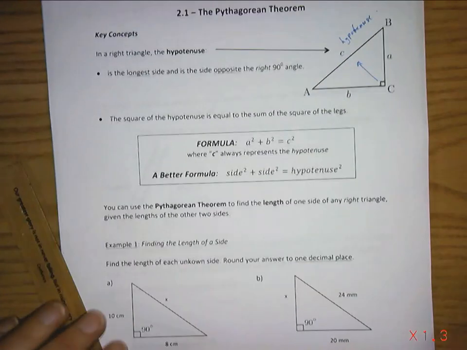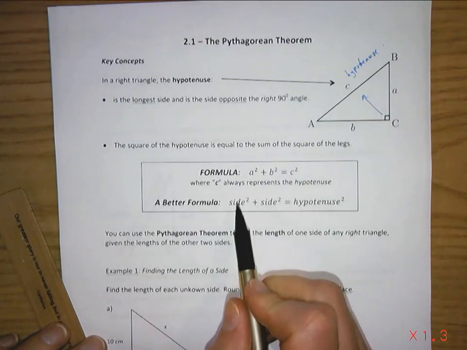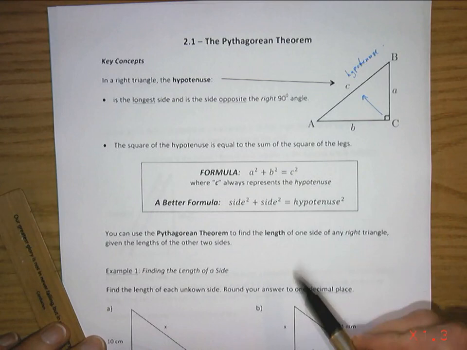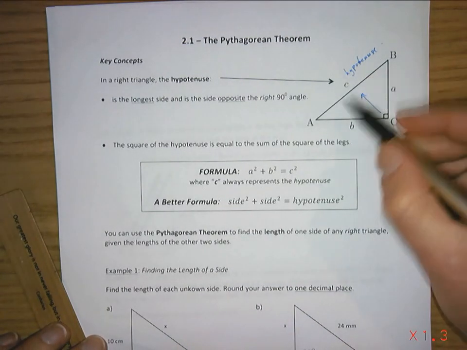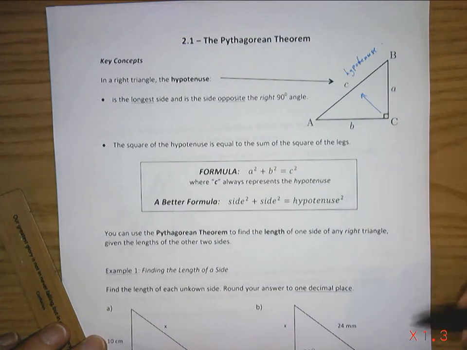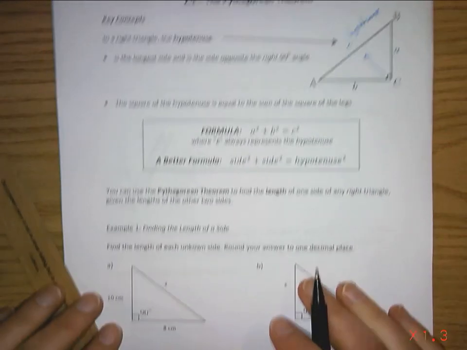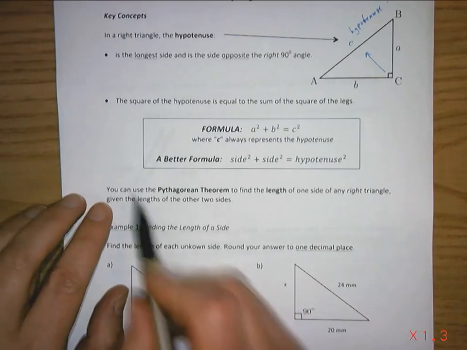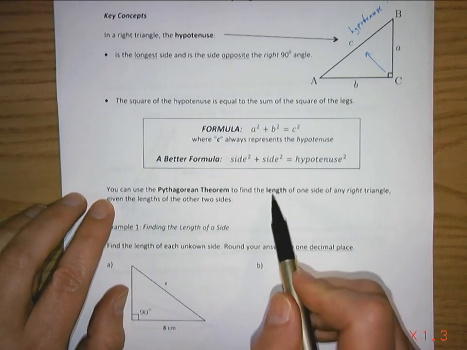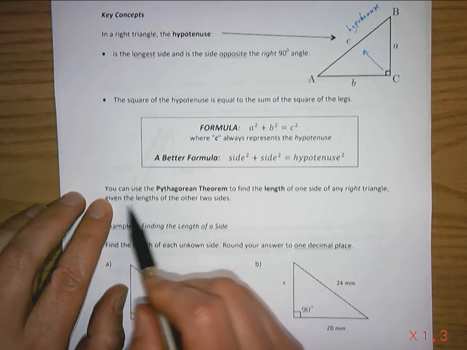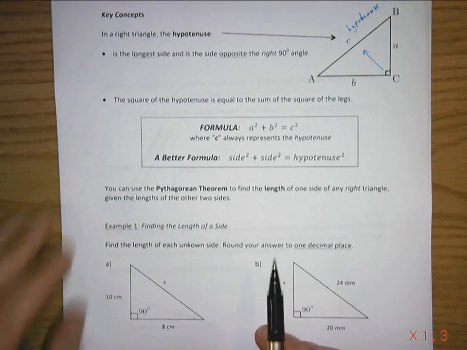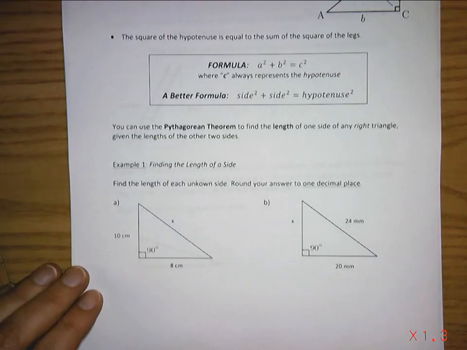So what do we have so far? We have a formula, which is side squared plus side squared equals hypotenuse squared. We have a right angle triangle. We know that the hypotenuse is the longest side and it's opposite the 90 degrees. And now we're going to see how we can use this. You can use the Pythagorean theorem to find the length of one side of any right triangle given the lengths of the other two sides. So, we're going to do some examples here.